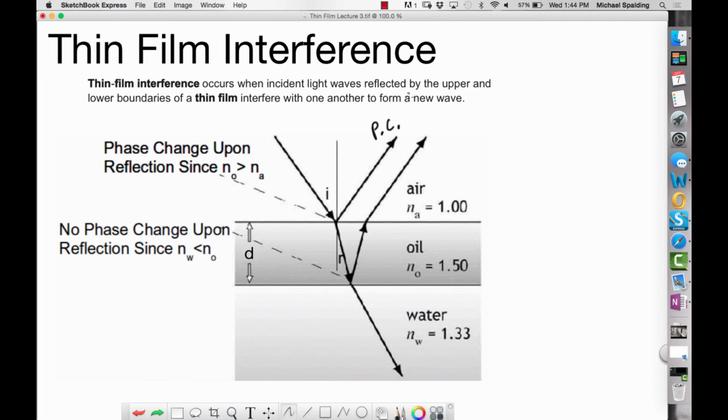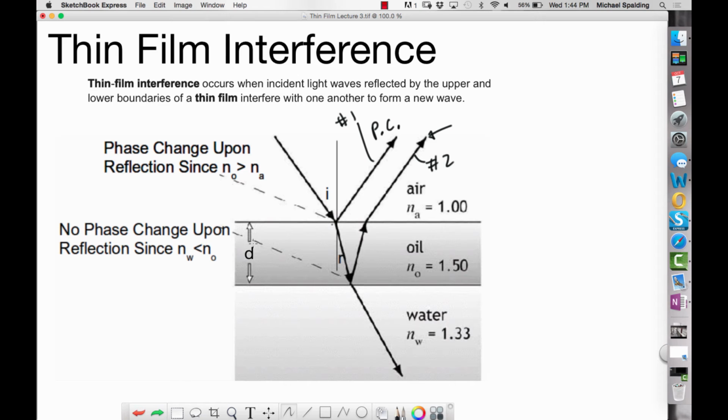Now, let's call this one ray number 1. We're going to call this one ray number 2. What needs to happen in order for ray number 2 to be in phase with ray number 1? Well, here's what we have to look at. We have to look at the extra distance traveled by ray number 2. The extra distance traveled by ray number 2 has to do with the thickness of the oil film, which we're calling D. Now, we're going to approximate this.